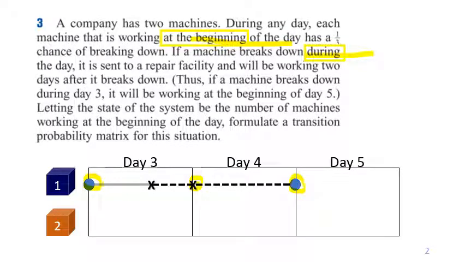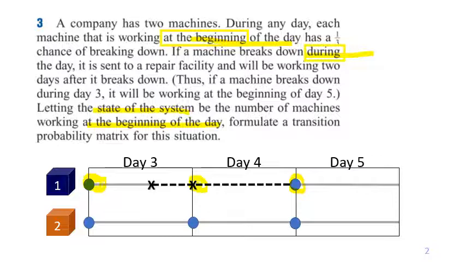So why do I emphasize the status of the machine at the beginning of the day? Well, if you read the problem carefully, you see that it says the state of the system is the number of machines working at the beginning of the day. So that's why I emphasize that machine 1 at the beginning of day 3 is okay, at the beginning of day 4 is broken down, at the beginning of day 5 is okay. Suppose the second machine is working fine all the way from day 3, day 4, and day 5. It means that for all of these days, the status of machine 2 at the beginning of each day is fine.